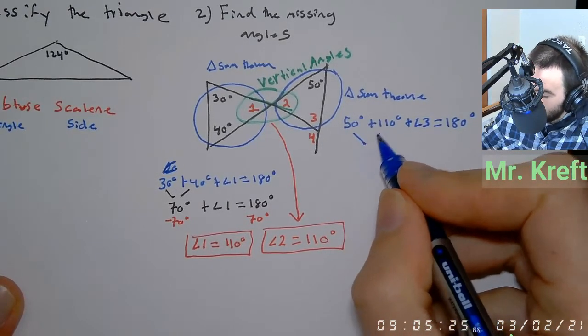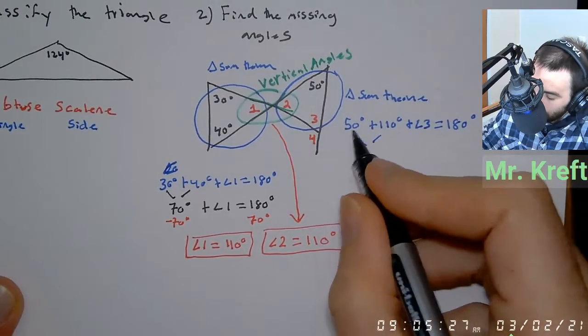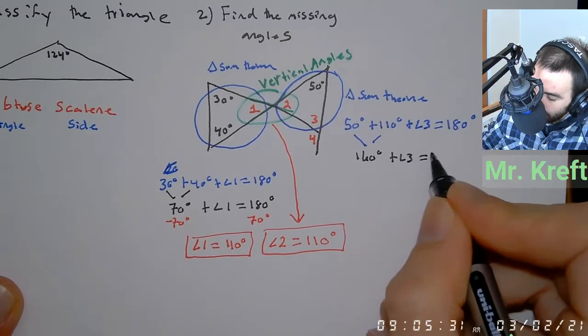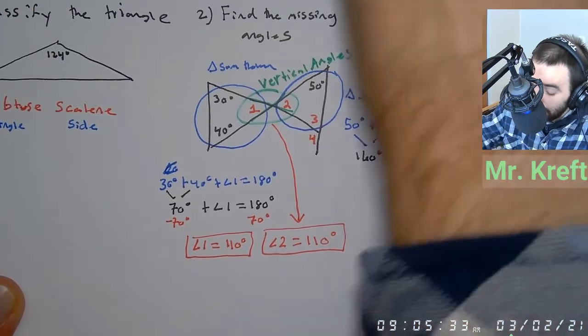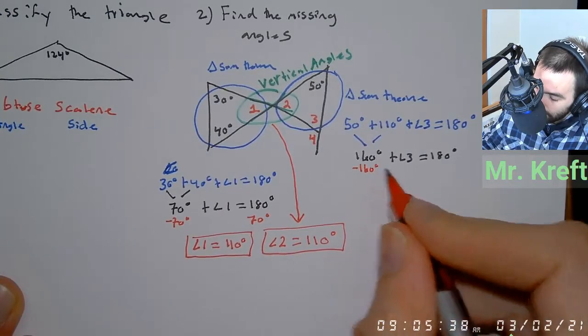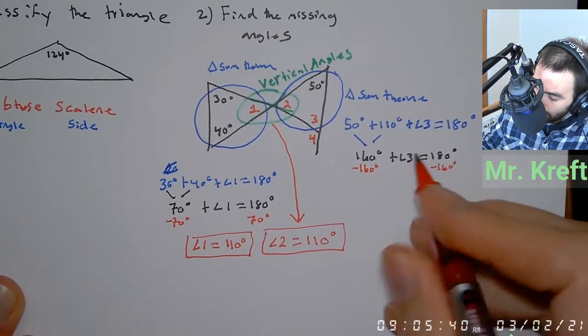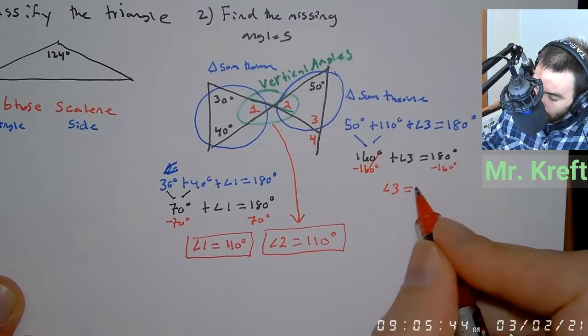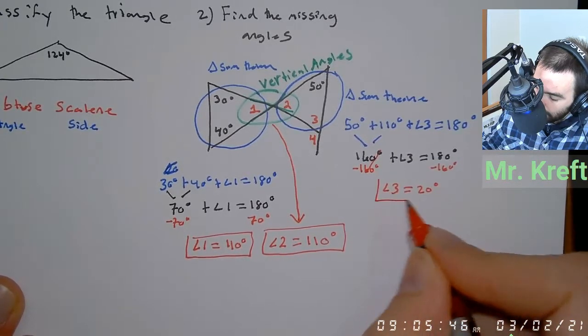So I combine like terms: 50 plus 110 is 160. Then I'm going to get angle 3 by itself, so I subtract 160 from both sides. So I get angle 3 equals, and that's a 20 difference, so it's going to be 20 degrees.